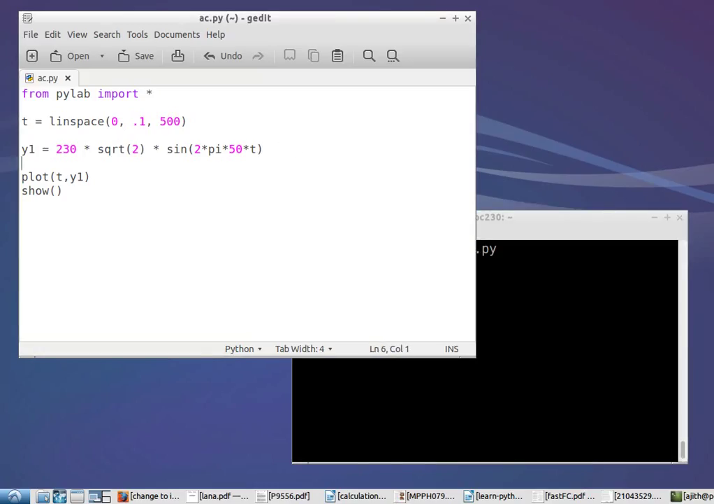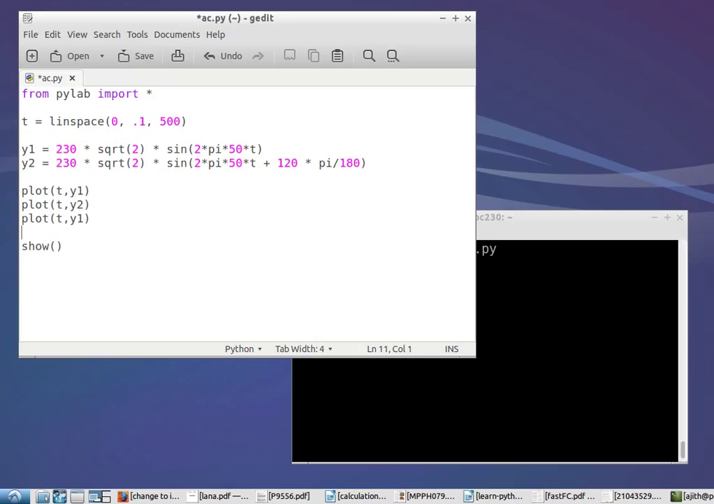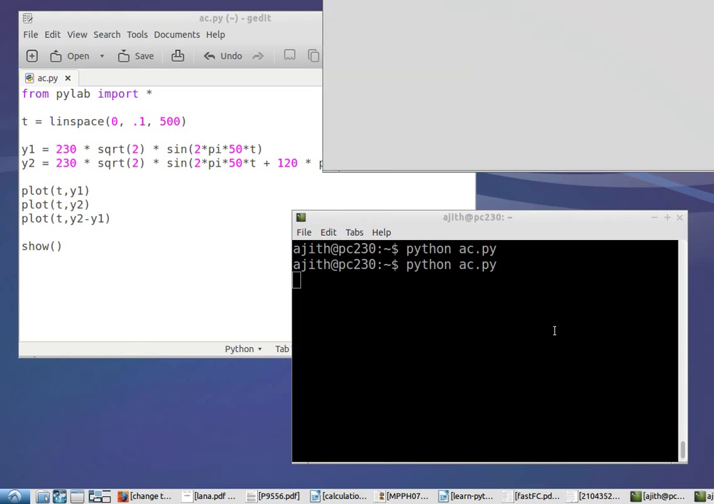Now let us add one more phase, that is only change will be the second one will be 120 degree out of phase. So 120 into pi by 180, converting this 120 into radians. Then we'll plot both this, say y1 as well as y2. And if you measure the voltage between these two using a meter, what you are measuring is actually the potential difference. So you will also plot, say, y2 minus y1. So save this and run it again.